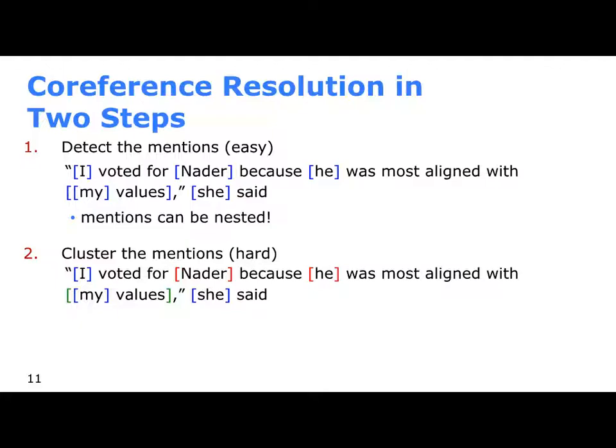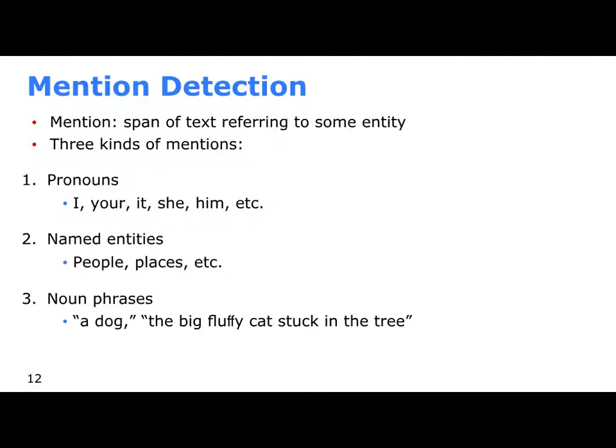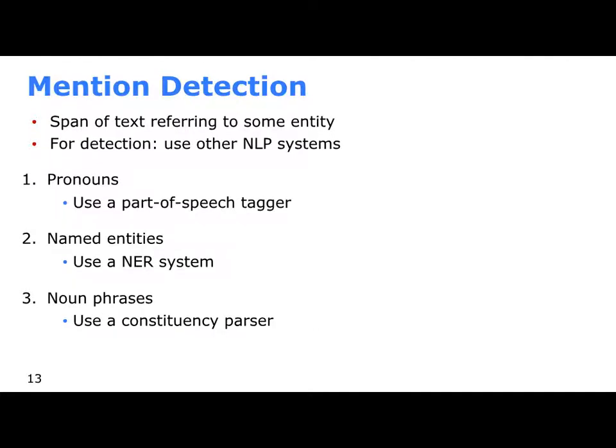It gets tricky, but the traditional way was to try to get the mentions out, which is like you see the span of text referring to the same entity, and there are different kinds of mentions. There are of course pronouns, the actual named entities, and the noun phrases, and there are different ways to detect these. For pronouns, you can just use part of speech taggers. Named entities are the named entity recognition systems we looked into earlier. For noun phrases, we can also use a constituency parser, which is also another system we already looked into.